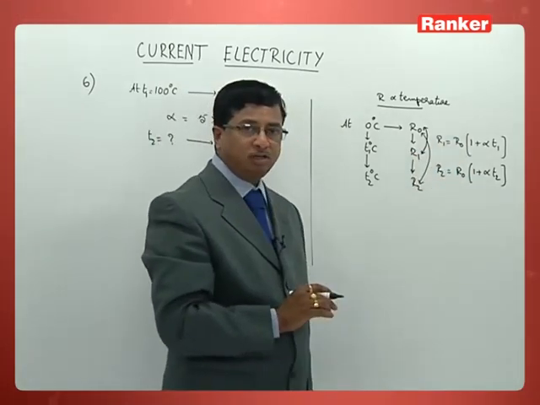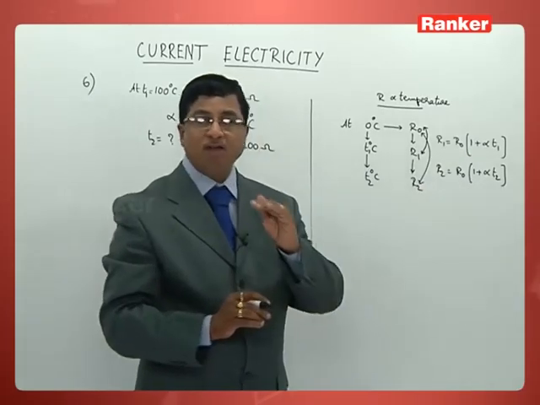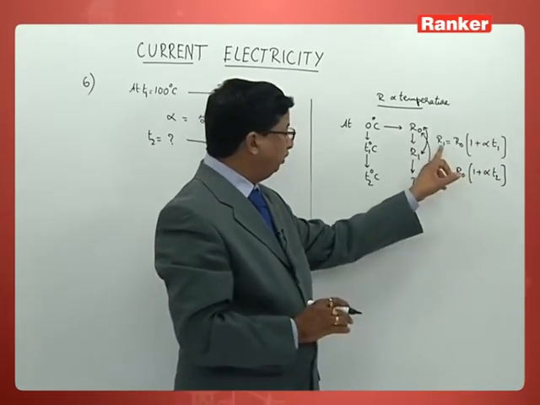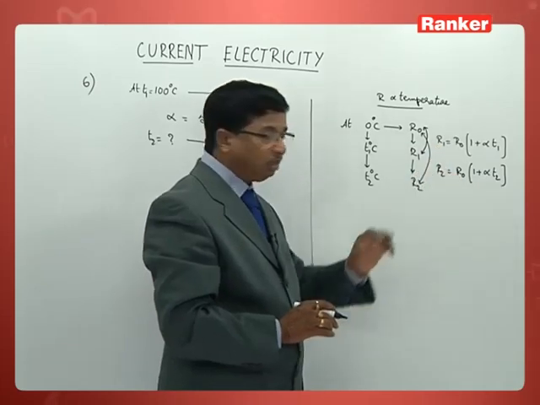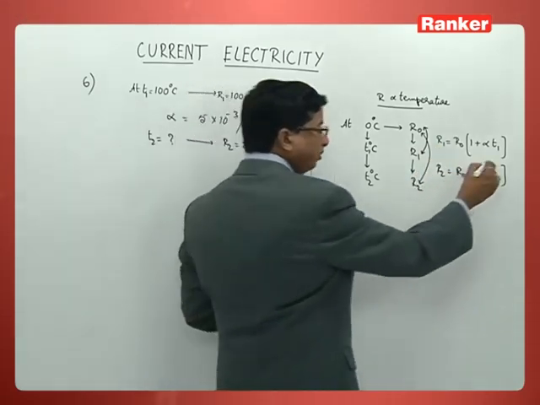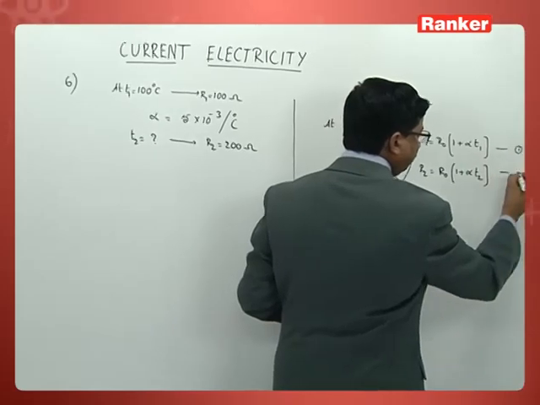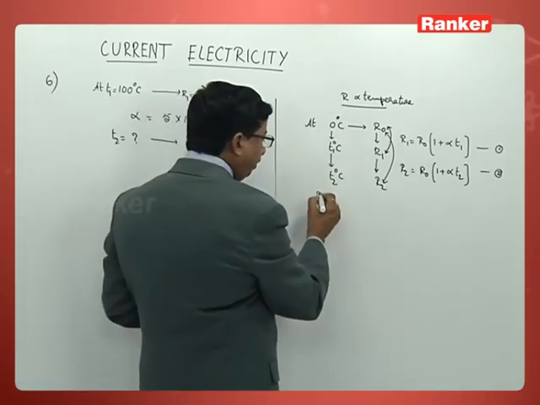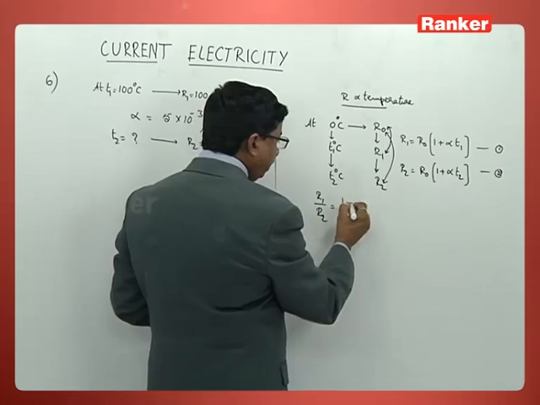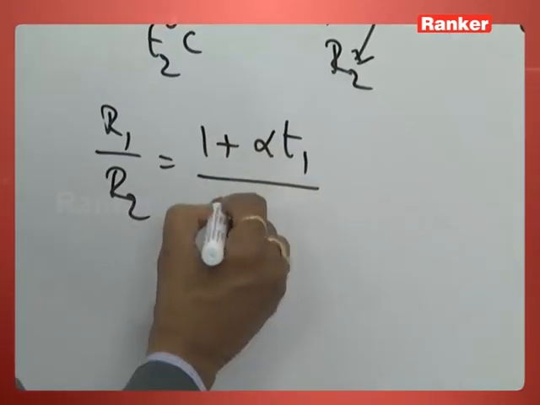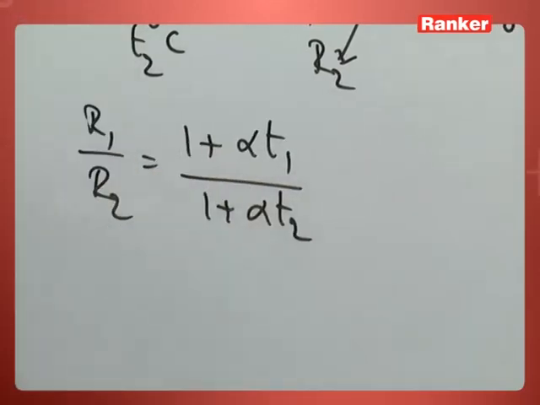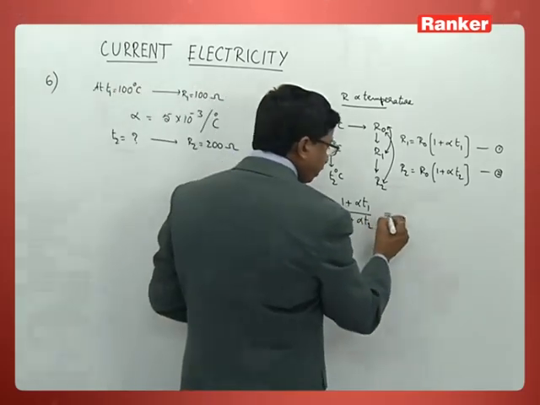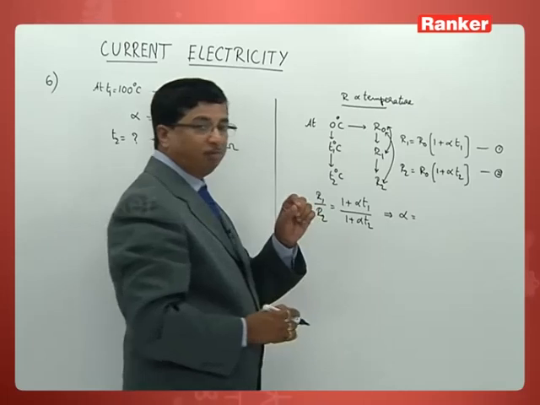Similarly, you see carefully, both the equations are similar. Only values are different. There the temperature is T1, here the temperature is T2, there the final resistance is R1, here the final resistance is R2. Taking this as first equation and this as second equation, if I divide one by the other, R1 by R2, I will get 1 plus alpha T1 by 1 plus alpha T2. If you further simplify this one, you get the formula for alpha.